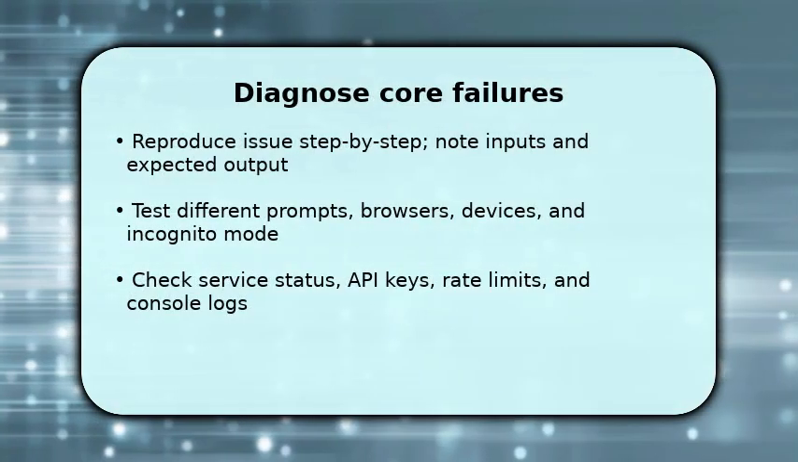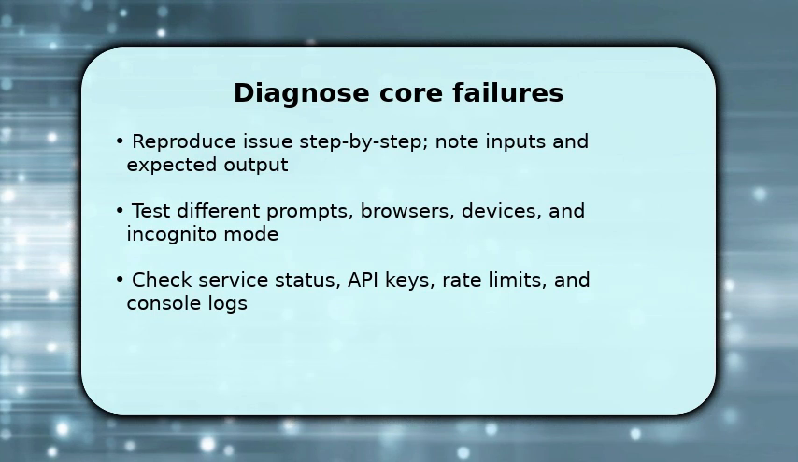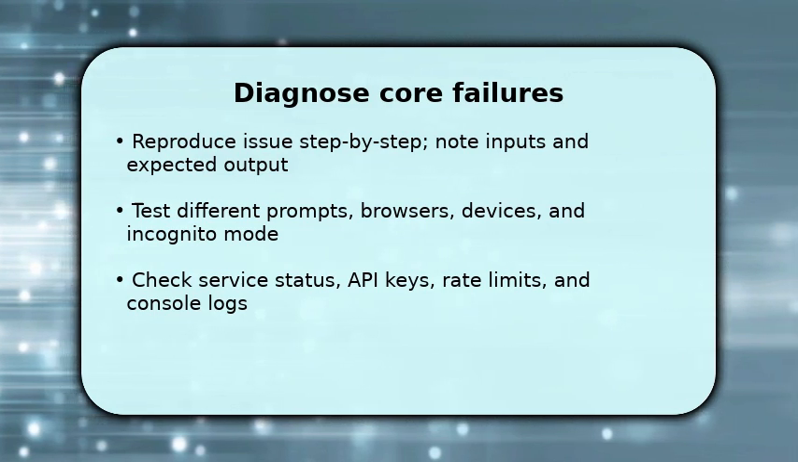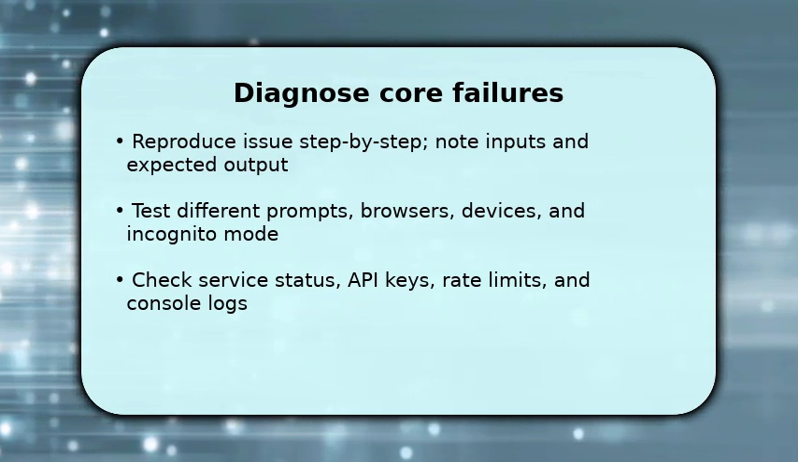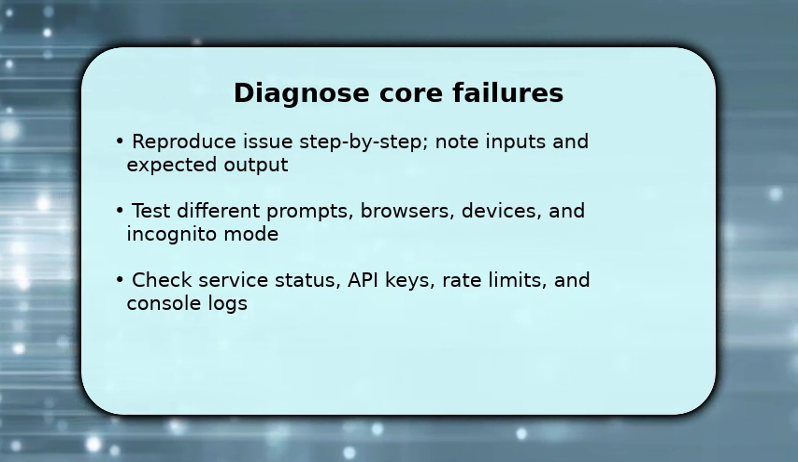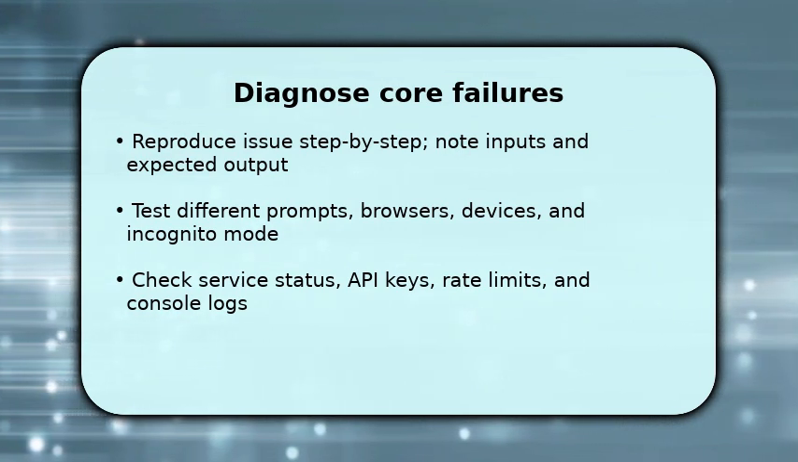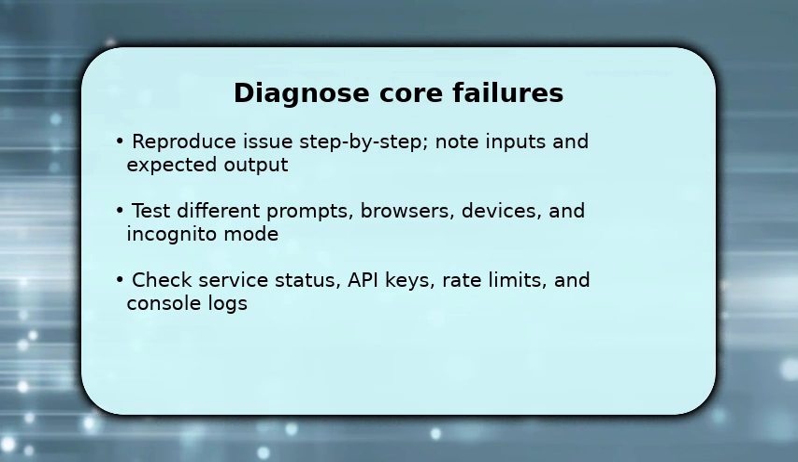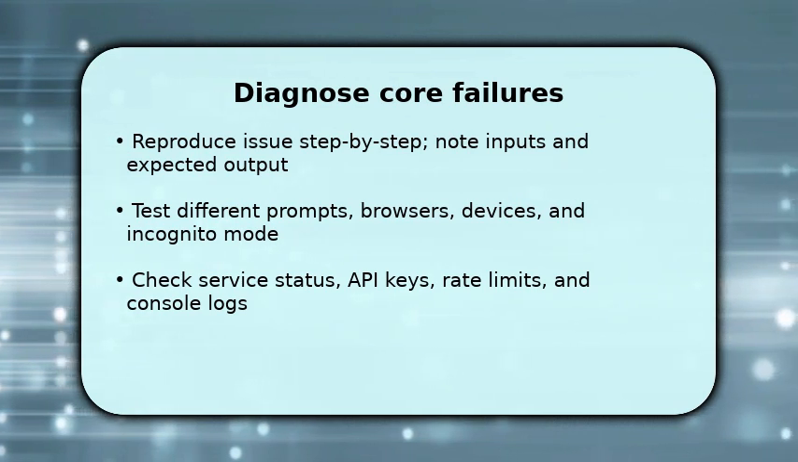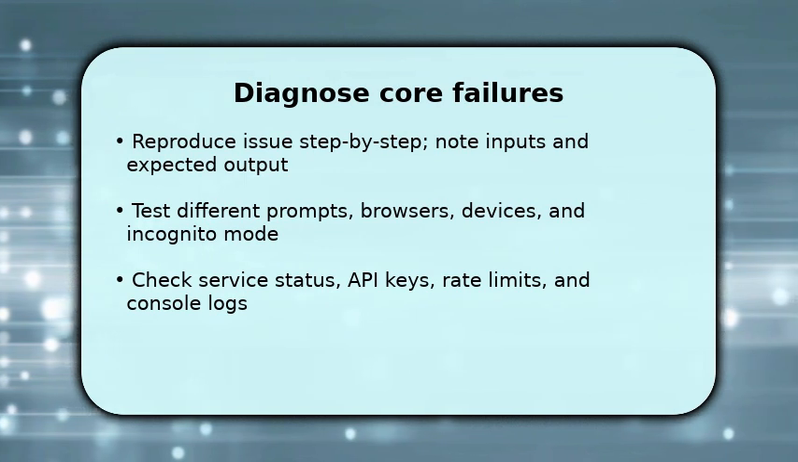You now pivot to systematic diagnosis. Reproduce the issue exactly and record each input and expected output, since reproducibility narrows causes quickly. Then run tests across prompts, browsers, devices, and in incognito mode to separate client from server problems. Meanwhile, inspect API keys, rate limits, and any service status indicators. Consult console or network logs for error codes.